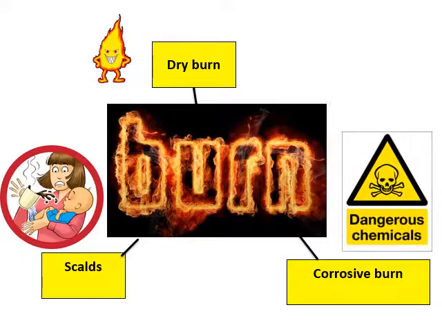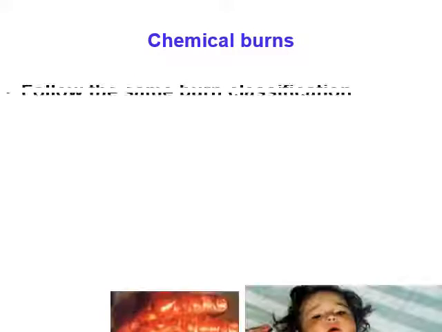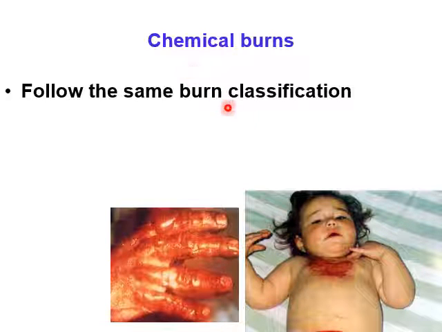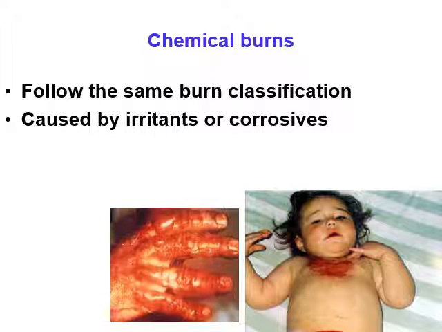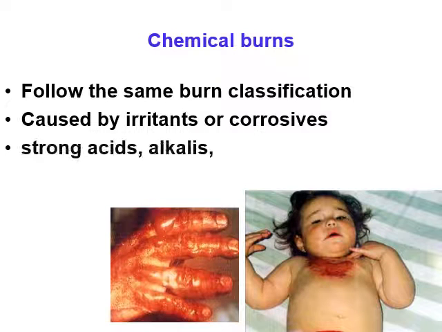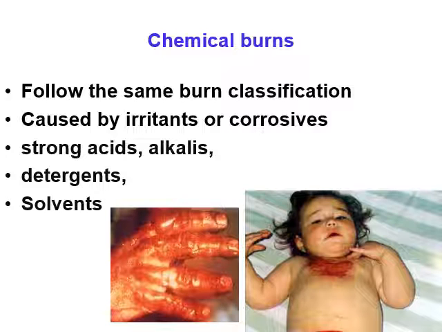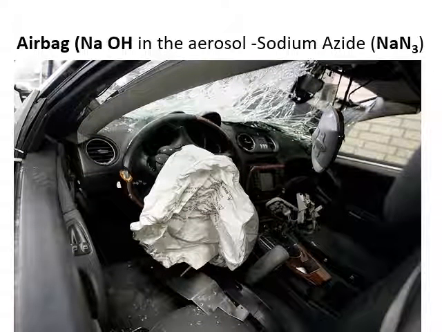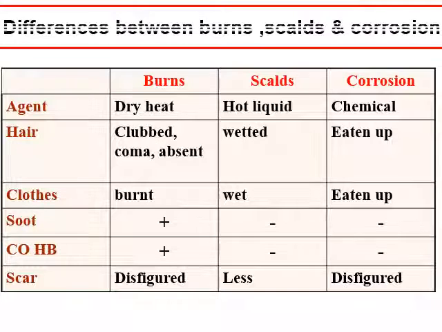Now we will reach the last one of the types of burn, which is the chemical burn or corrosive burn. Chemicals may be poured over the skin or over the hand, like these two types of burns, and it also follows the same burn classification of Wilson. They are caused by irritants or corrosives like strong acids, alkalis, detergents, solvents, or cement, like this hand. Or maybe due to the rupture of the airbag, which is present in the car to protect the chest from fractured ribs. But if it is ruptured, it contains sodium hydroxide in aerosol or sodium azide, and these are corrosive materials and lead to chemical burns.